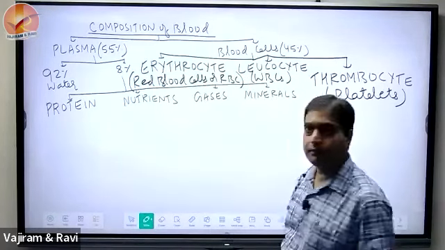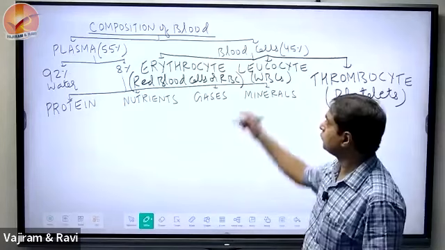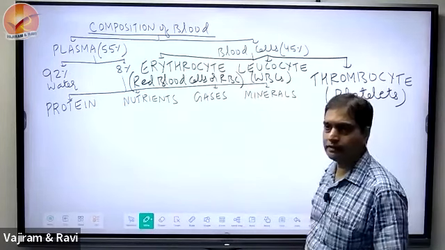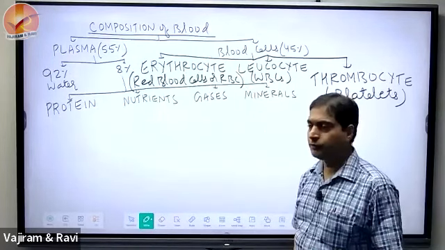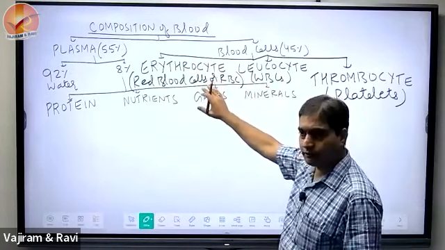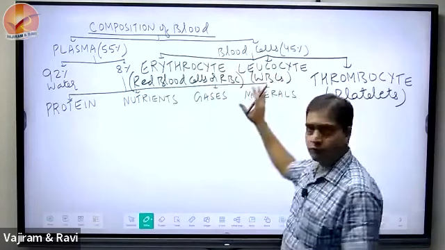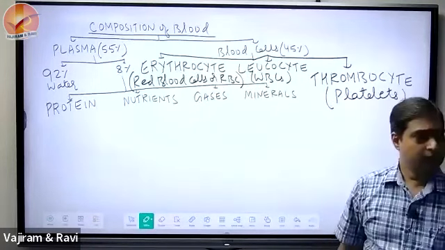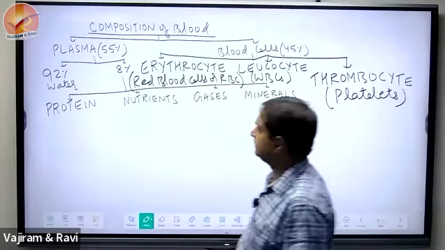so the scientific name of red blood cell is erythrocyte, for white blood cell it is leukocyte, and for the blood platelets it is thrombocyte. These are the scientific names: erythrocyte for red blood cell, leukocyte for white blood cell, and the thrombocyte for blood platelets.